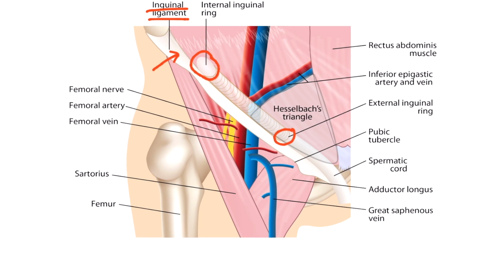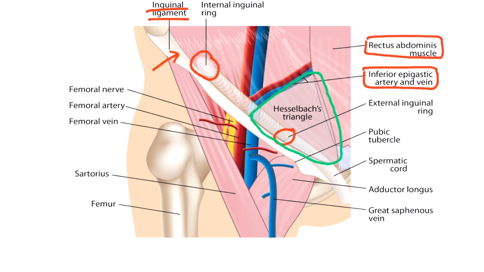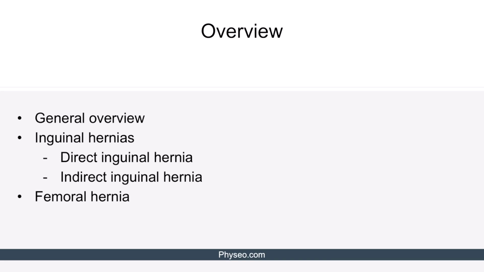The external inguinal ring opening is within a zone of weakness known as the Hasselbalch triangle. Hasselbalch triangle is limited medially by the rectus abdominis muscle, laterally by the inferior epigastric vessels, and inferiorly by the inguinal ligament. Some of the inguinal canal contents are ilioinguinal nerve, spermatic cord in males, and the round ligament of the uterus in females. With that brief overview, we can continue with inguinal hernias.